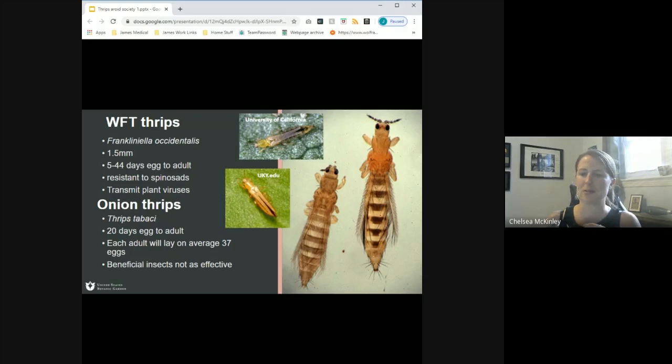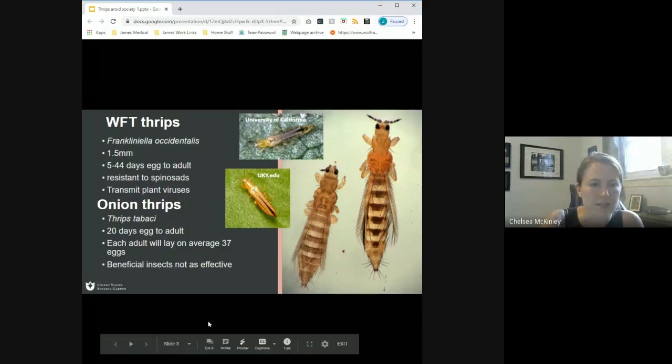And that's one of the reasons why it can make them really difficult to control, because you might kill off one generation that they produce, but they might lay eggs and produce a second generation.